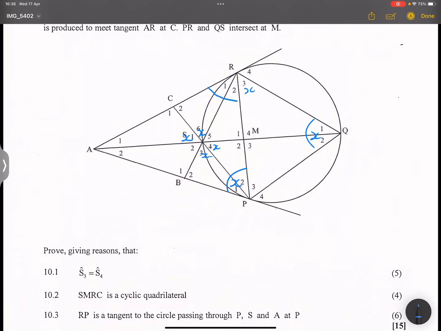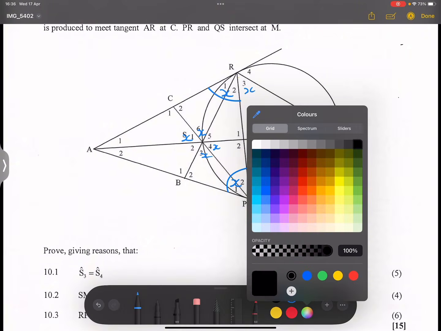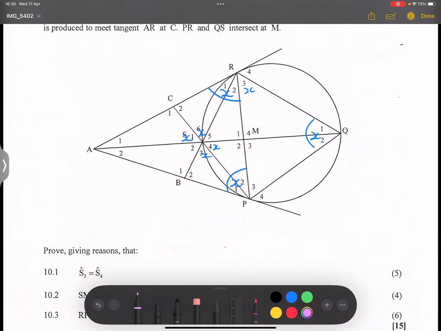We've also found out that this was equal to x. We used the tan-chord theorem. And which other angle was equal to x? Yeah, so I think that would be sufficient. Now, ladies and gents, what I'm going to do here is introduce another variable. So I'm going to say, let's let P2 be equal to y.